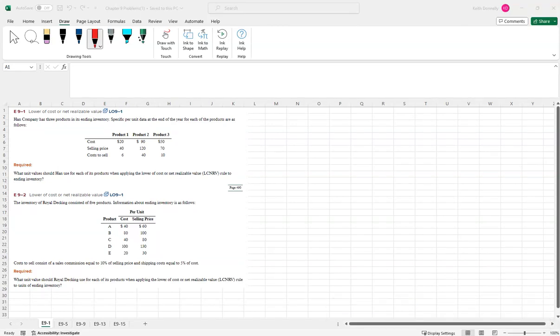Okay, hi everyone. This is going to be the problems here for chapter 9 we're doing, right, with inventory. So we're looking at additional inventory issues. Some of these questions are harder, some are easier.